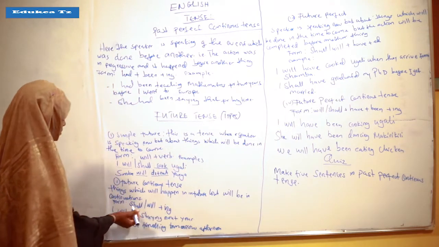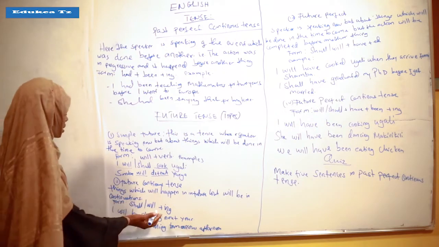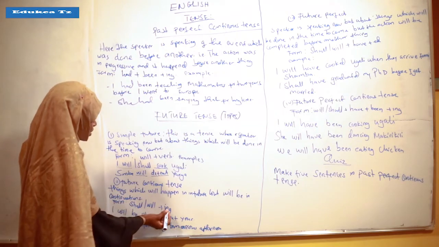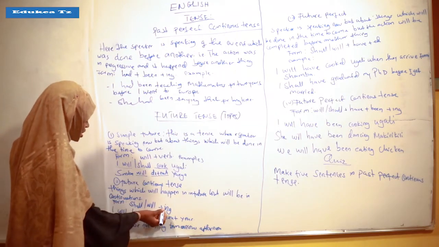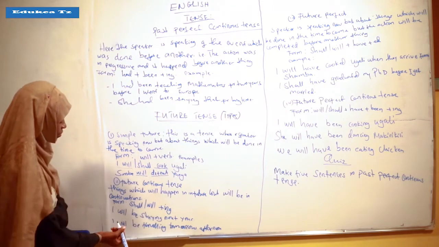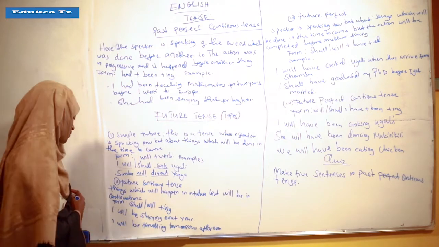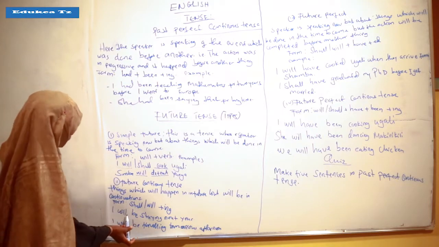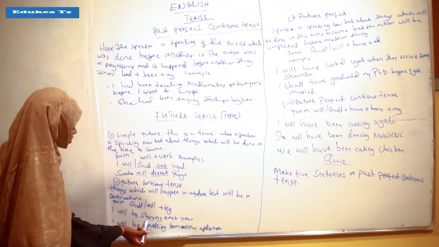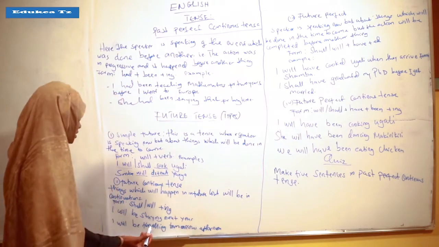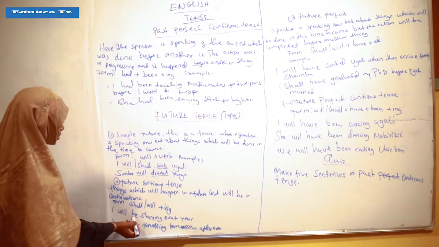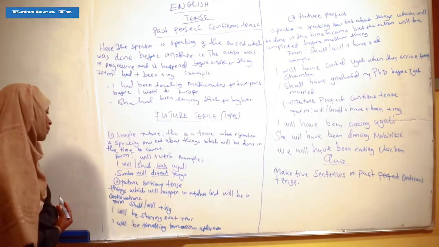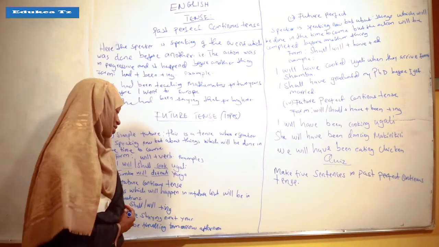For example, before going to the example, let's use the formula. The formula here is shall or will plus verb with ing. For example, I will be studying next year. The other thing to add here is the addition of be. I will be studying next year.